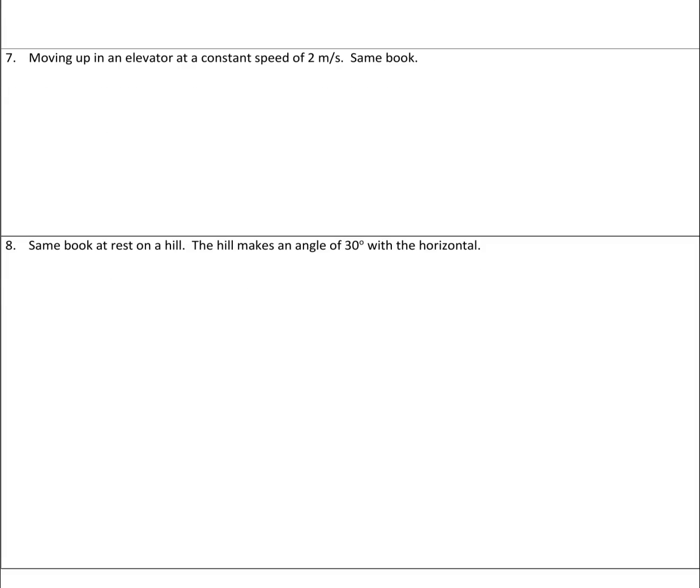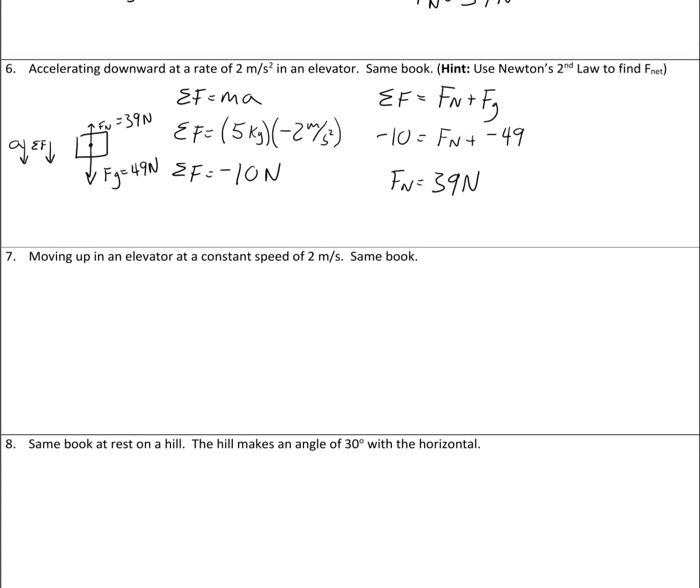Number 7, moving up in an elevator at a constant speed of 2 meters per second. It's the same book. Now be careful. This looks similar, but what's different? Do I have to even tell you what's different? Come on, what's different about these two? This one's accelerating. This one's at a constant speed.